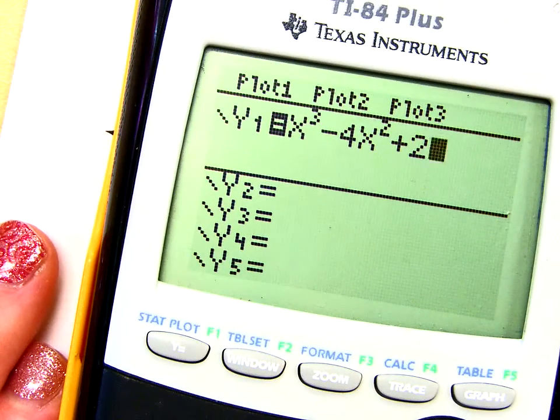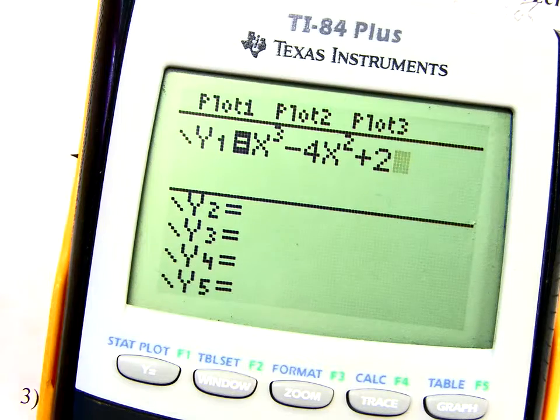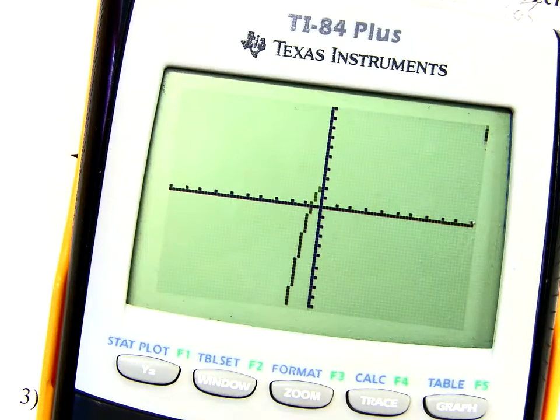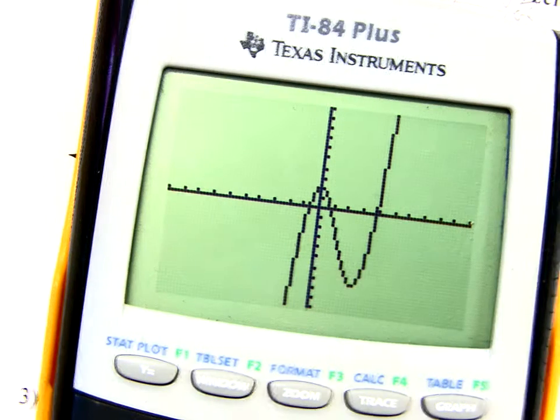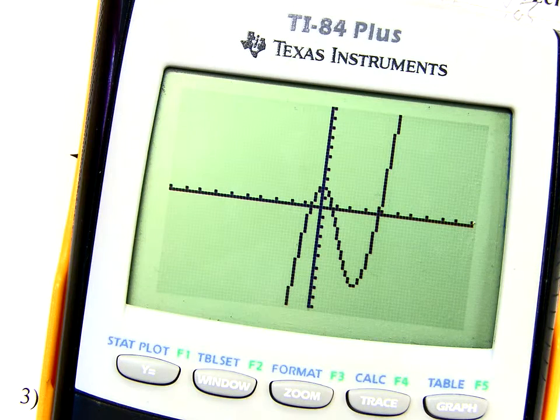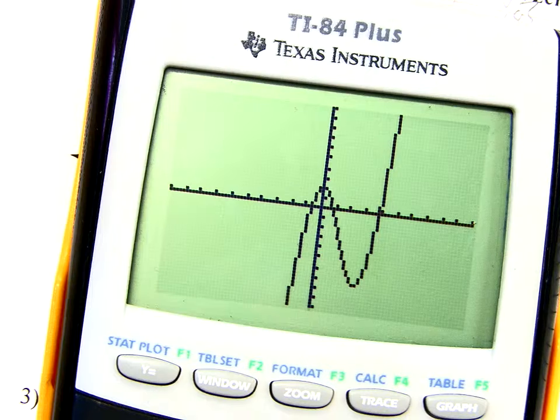Okay, so everybody's got their function in. So now we already set the window from -10 to 10. So when you hit graph, it's automatically going to go there. You don't have to do that again. All right, not bad, not bad. I have 3 x-intercepts to find, right? I can see them on my graph. I can see 1, 2, 3.